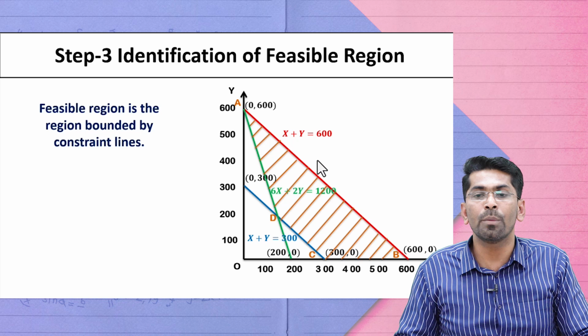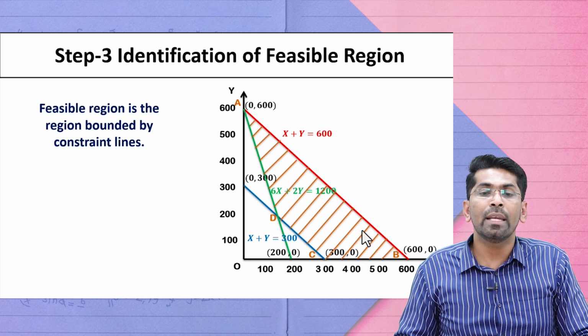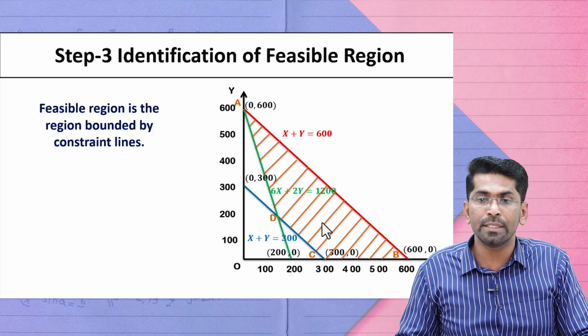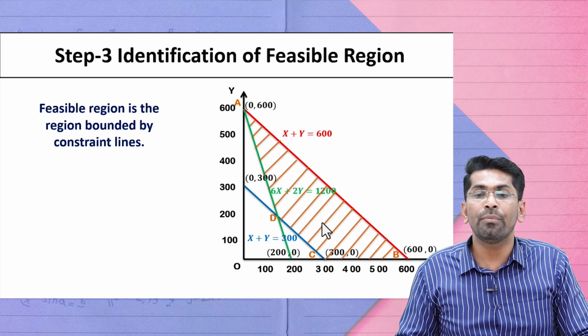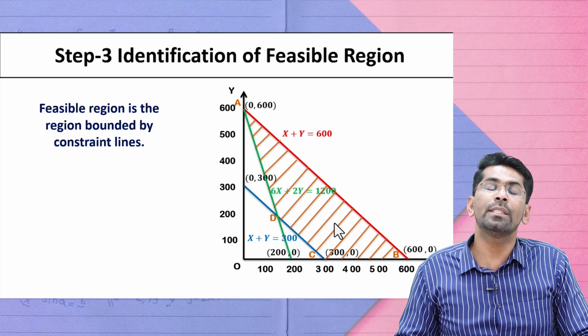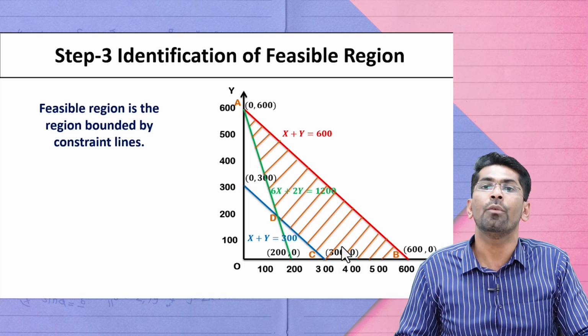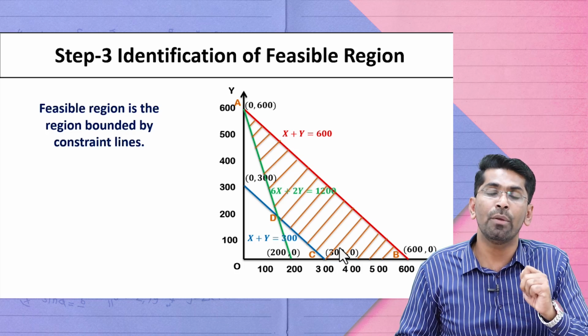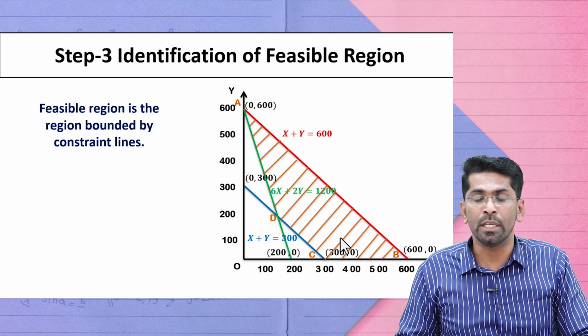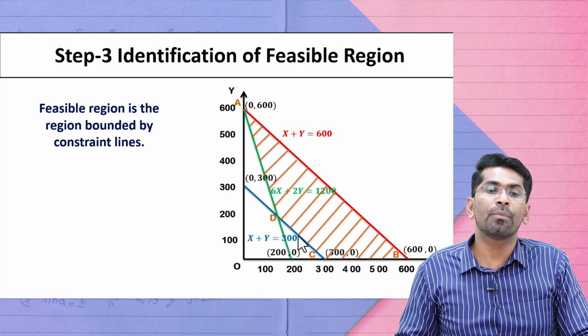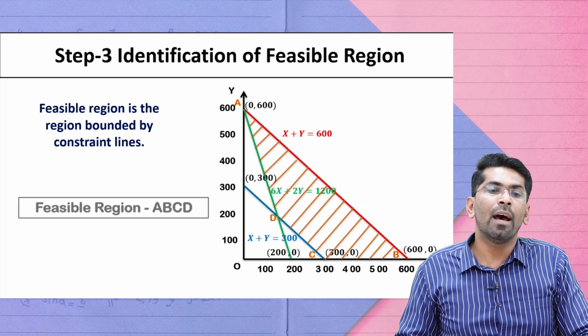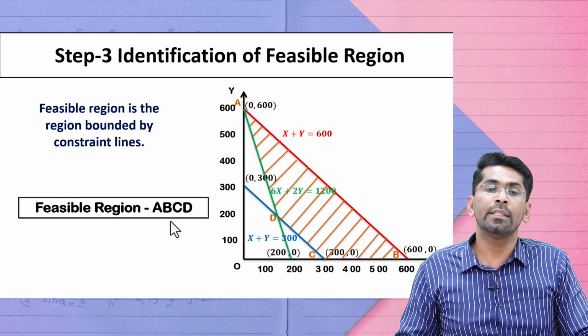These are the various corner points. So finally we can say that this shaded area is called the feasible region, or the solution space of the given linear programming problem. Any point inside this shaded area is called a feasible solution, and the optimal solution can be found in this particular feasible region. So here we have 4 corner points, that is A, B, C and D.